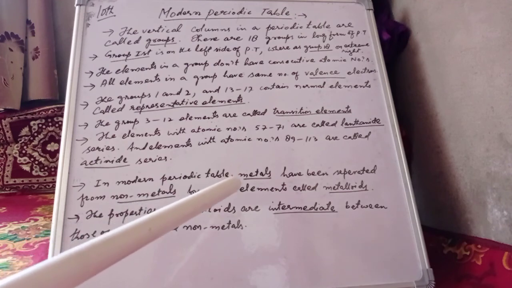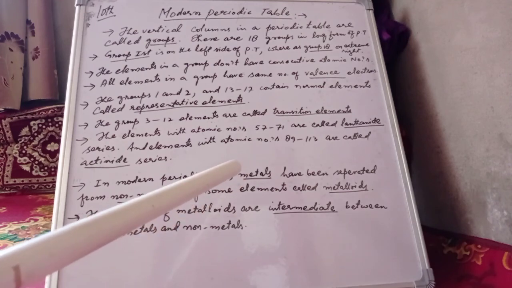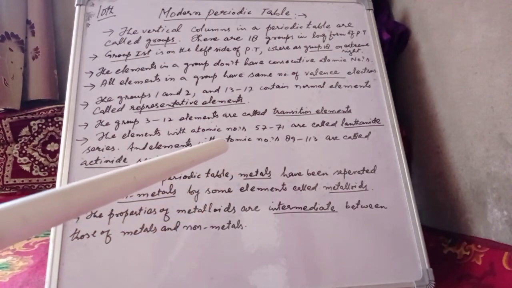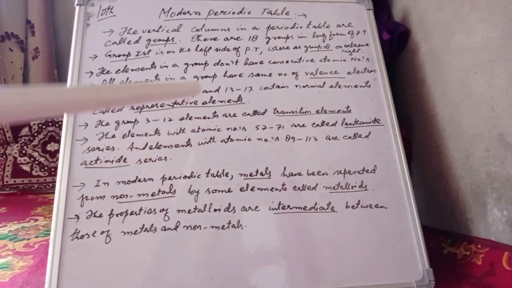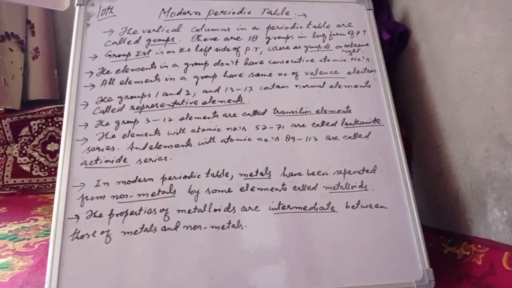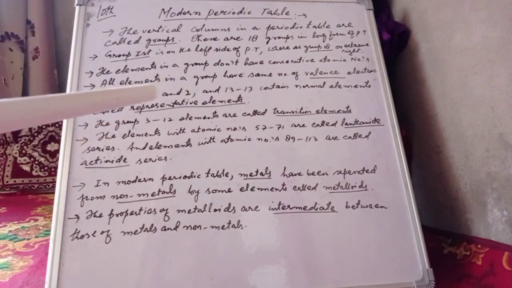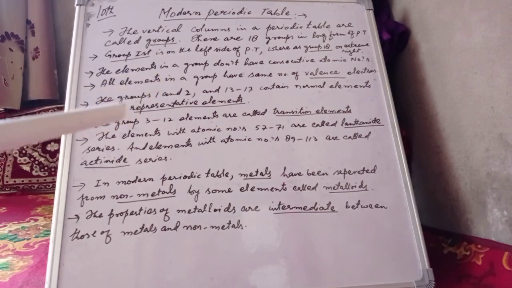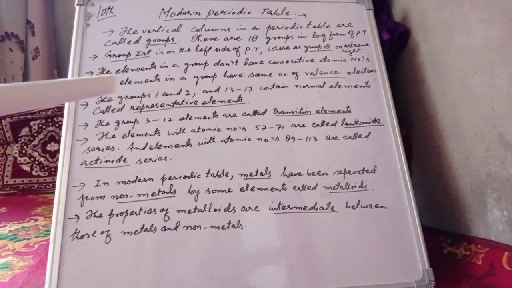Got it, dear students? I would like to add here that the hydrogen element has been placed at the top of group 1 of the modern periodic table. But while discussing the alkali metals of group 1, hydrogen is never included, because many properties of hydrogen are different from alkali metals.